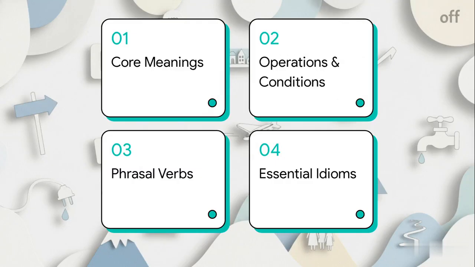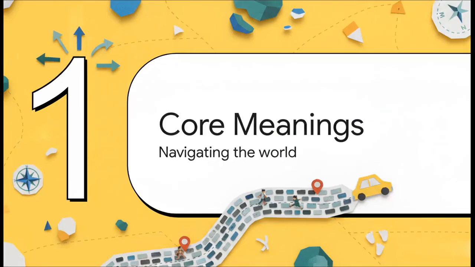First, we'll look at core meanings and movements. Second, operations, cancellations, and conditions. Third, we'll explore the chameleon, phrasal verbs. And finally, essential English idioms. All right, kicking things off with Section 1, core meanings and movements.